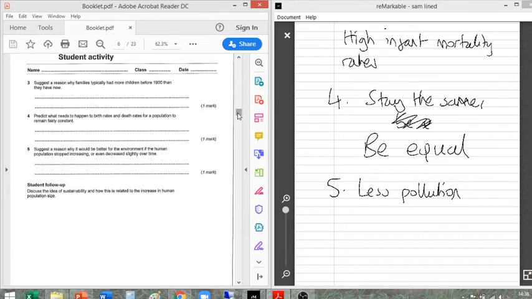Now let's make the link. If there is pollution, it means more animals and plants will die. If more animals and plants die, what does that do to biodiversity? More death leads to a lower biodiversity. So if you increase pollution, you increase the death rate and you lower the biodiversity. If we decrease pollution, we decrease the death rate which will lead to a higher biodiversity.